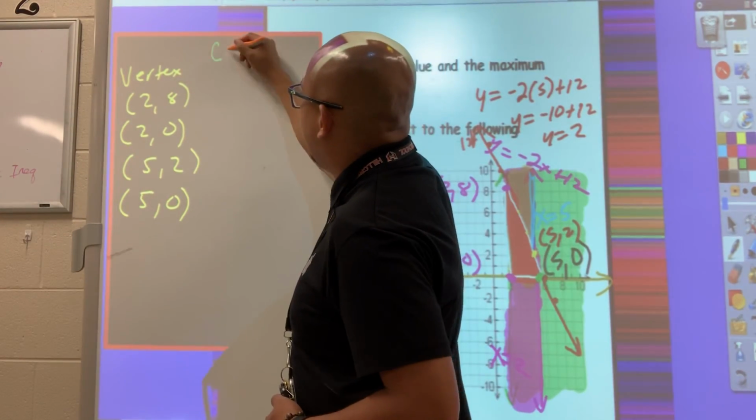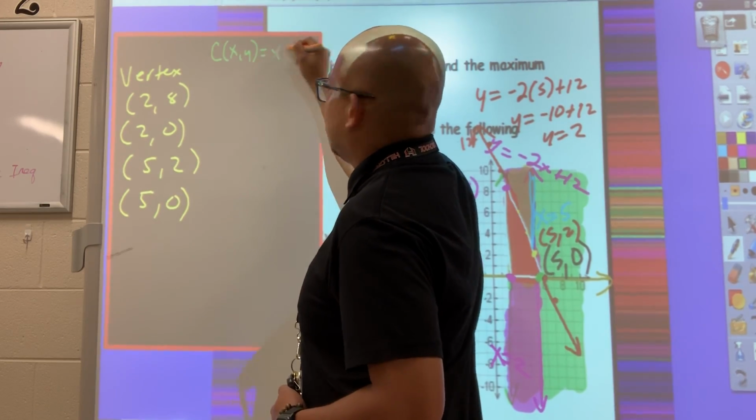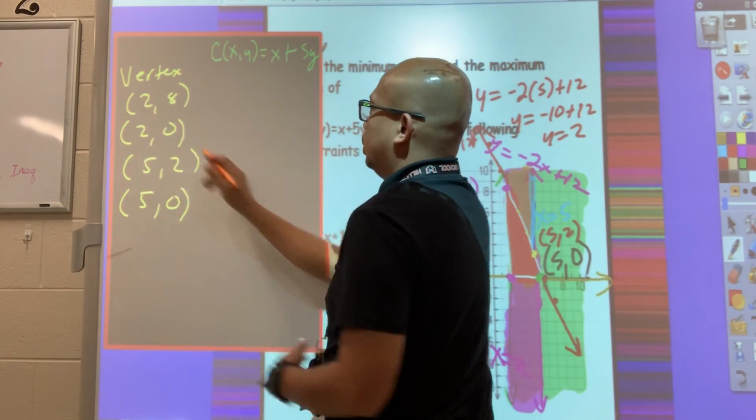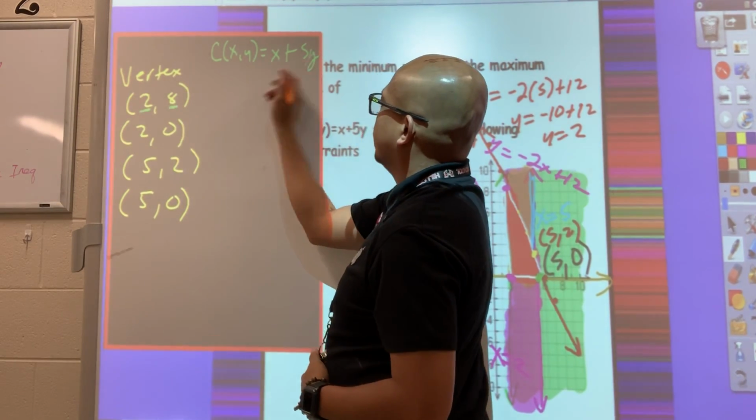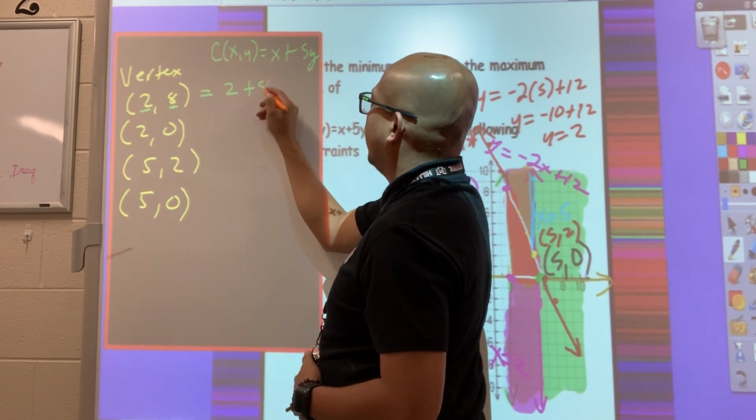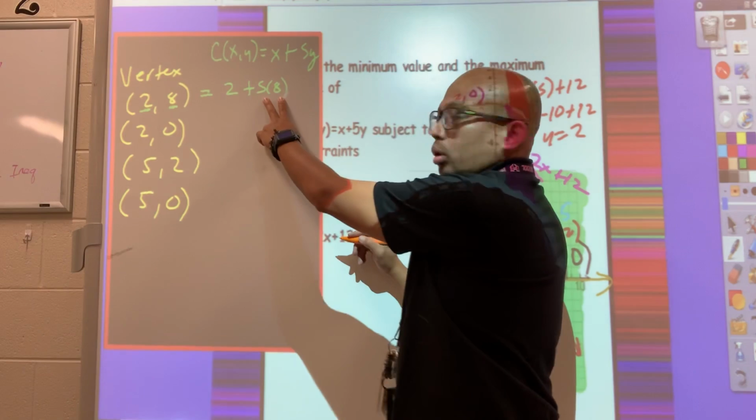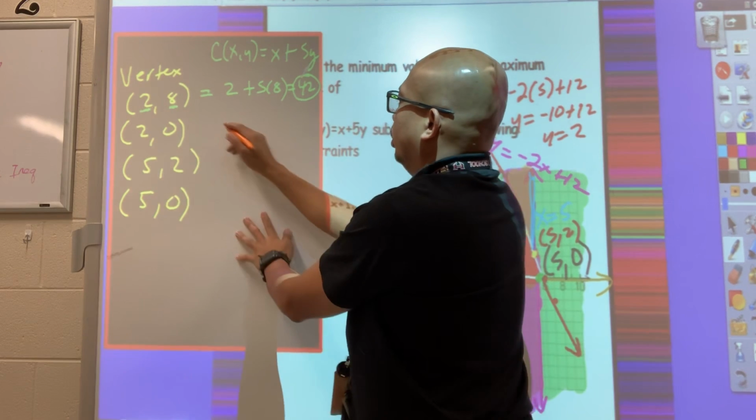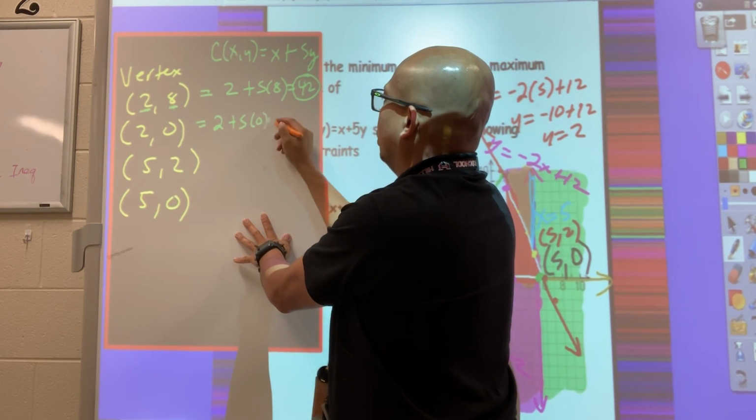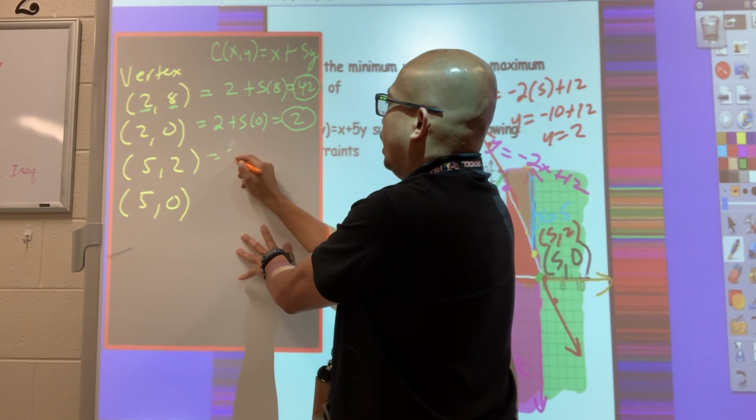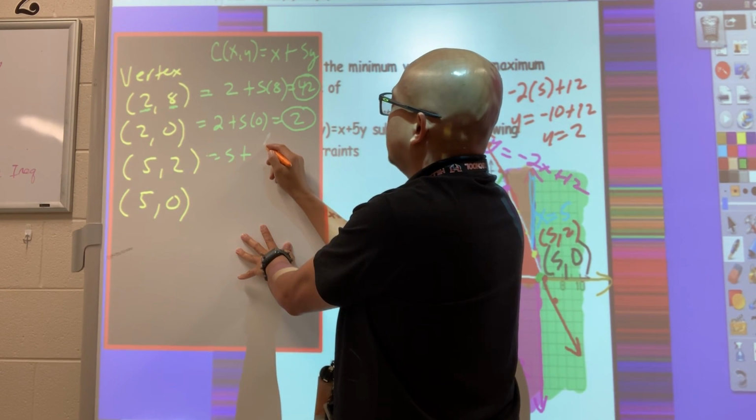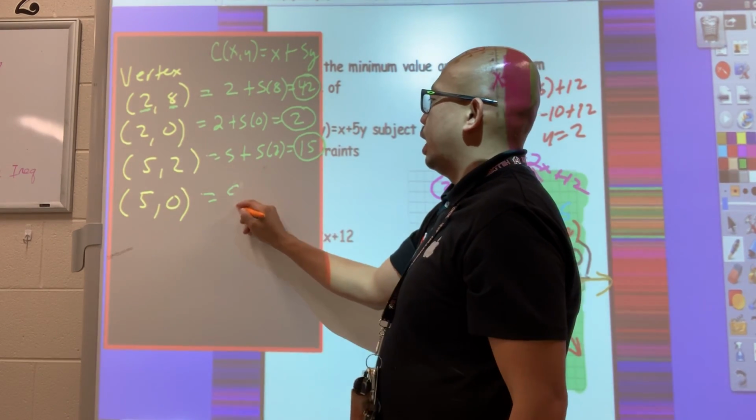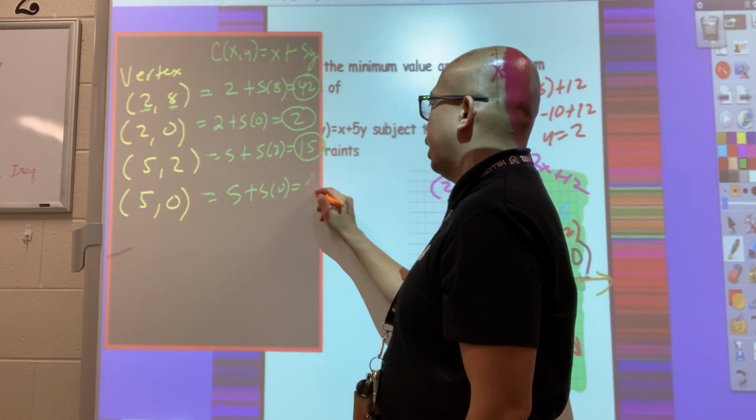Since the given function is x plus 5y, you plug in the x value, which is 2, and the y value, which is 8. That will give you 2 plus 5 times 8, which is 42. For (2, 0), 2 plus 5 times 0 gives 2. For (5, 2), 5 plus 5 times 2 gives 15. And for (5, 0), 5 plus 5 times 0 gives just 5.